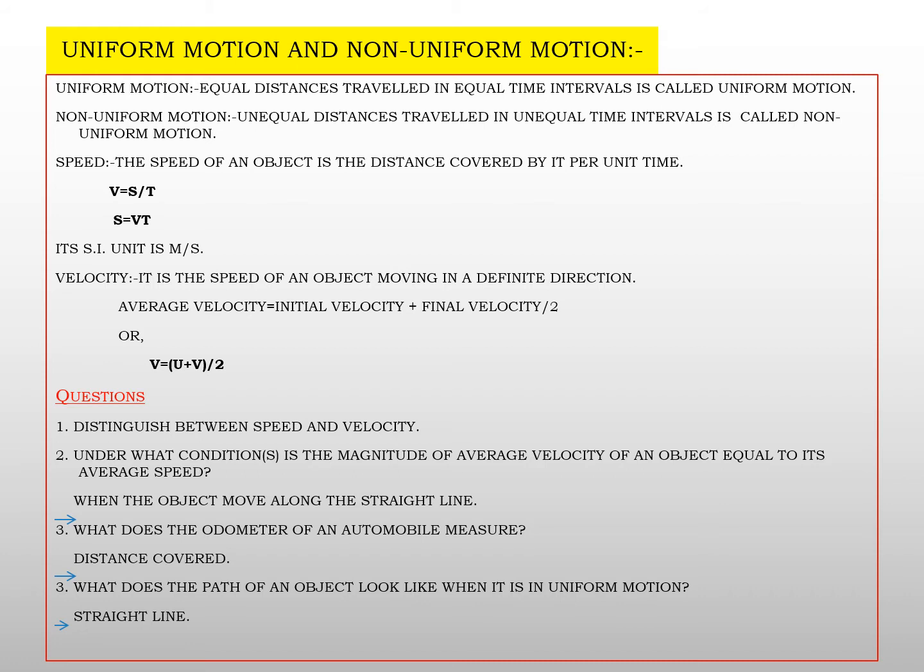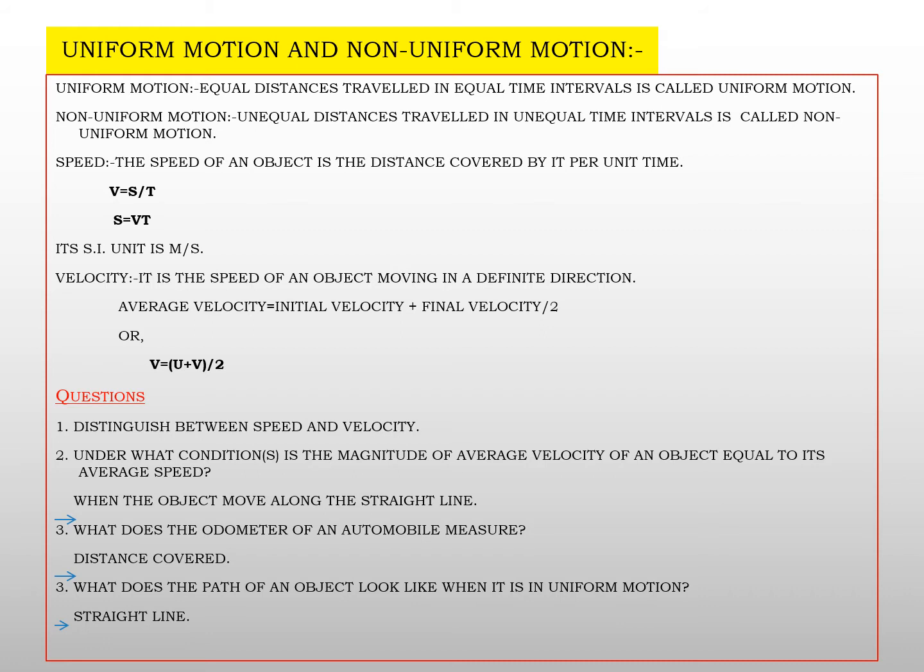Uniform motion and non-uniform motion. Uniform motion: equal distances traveled in equal time intervals is called uniform motion. Non-uniform motion: unequal distances traveled in unequal time intervals is called non-uniform motion.